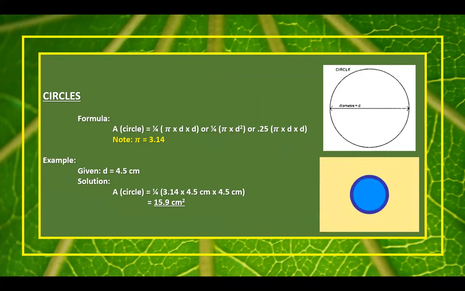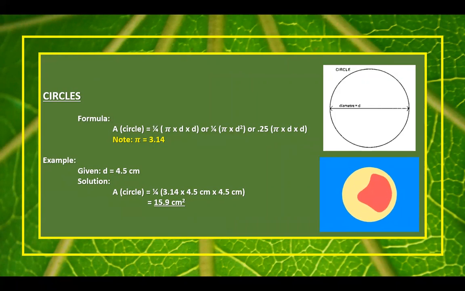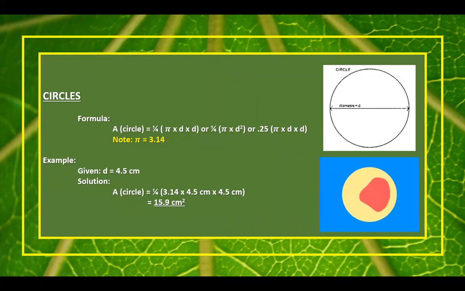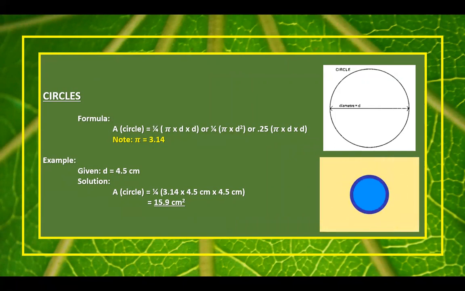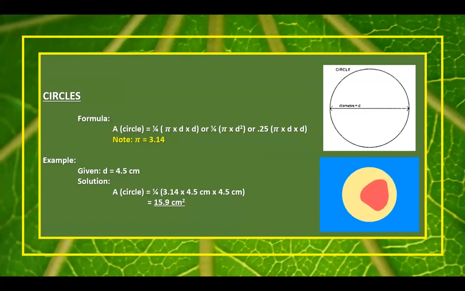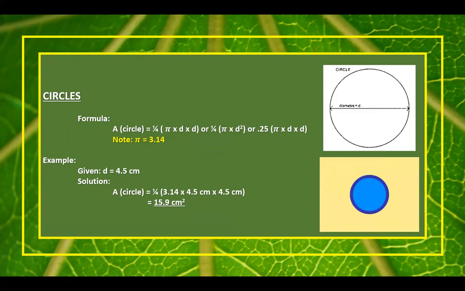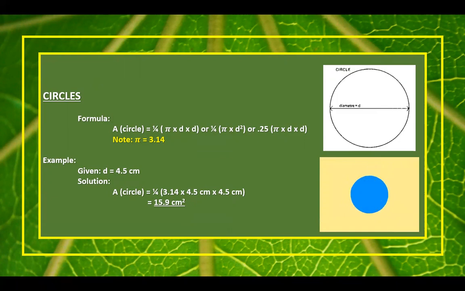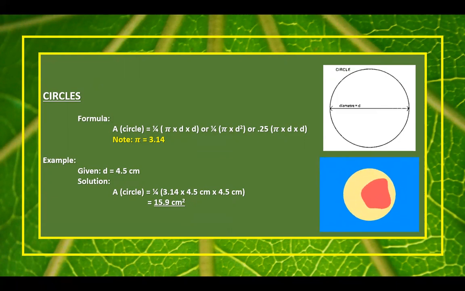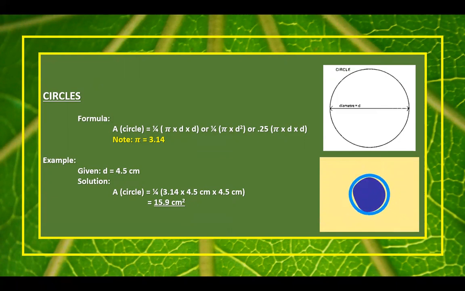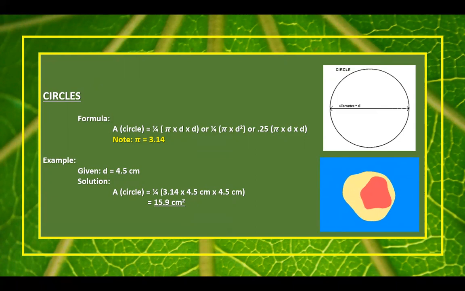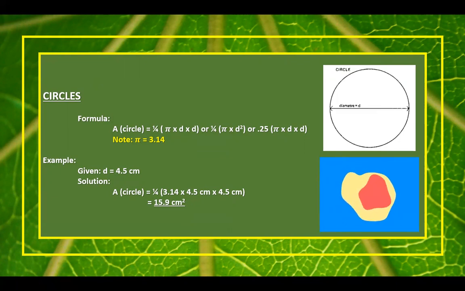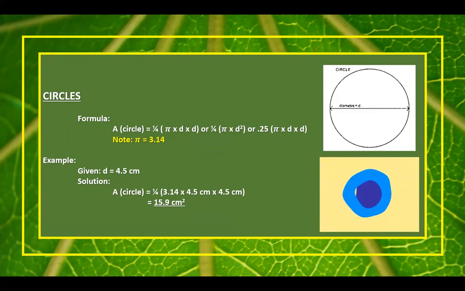So let's have an example. The given is the diameter is 4.5 centimeters. So for the solution, we substitute. Area of circle is equal to 1/4 times 3.14, which is our pi, times 4.5 centimeters times 4.5 centimeters, that is our diameter, or d. We need to simplify the number inside the bracket, and then divide it by 4. So our answer now is 15.9 centimeters squared. That is our area of circle.